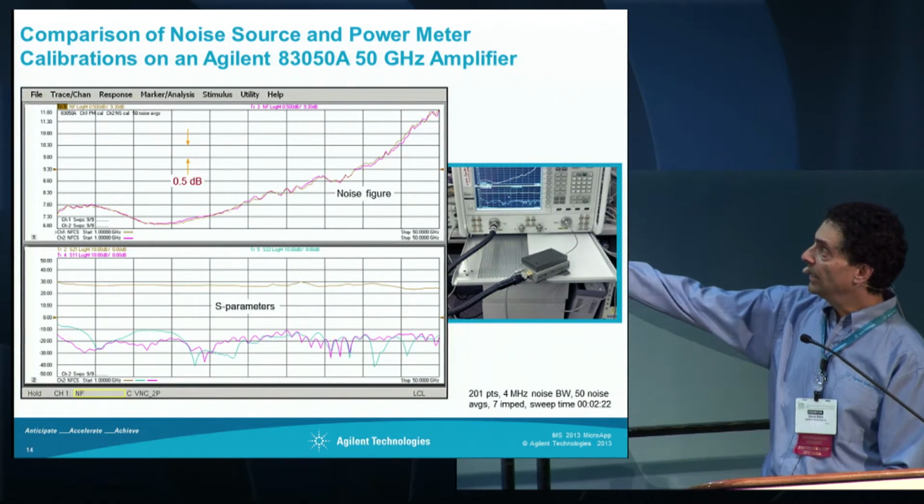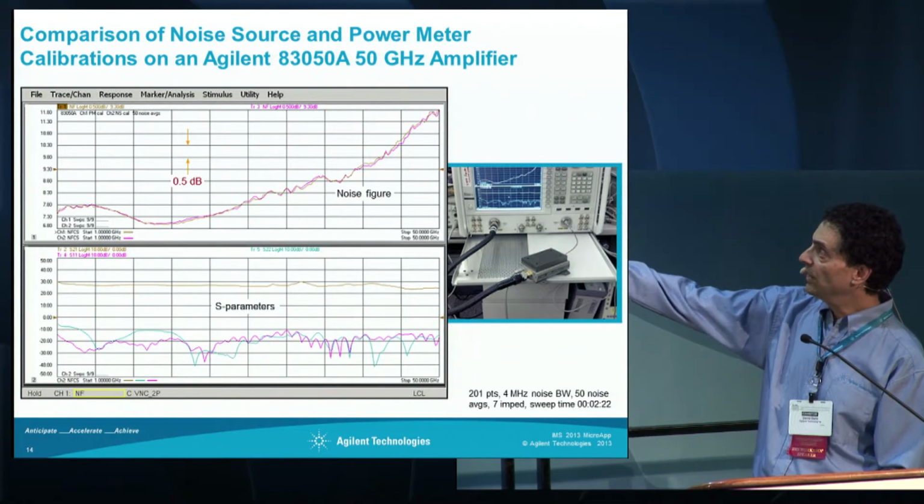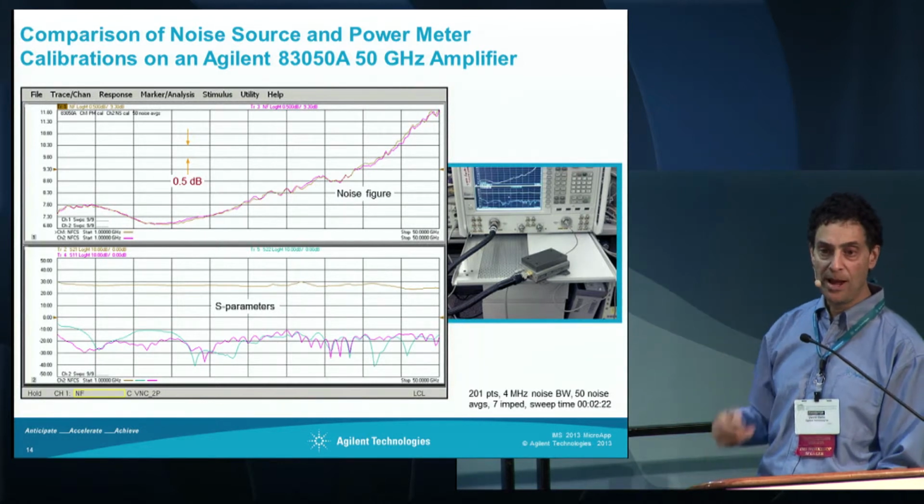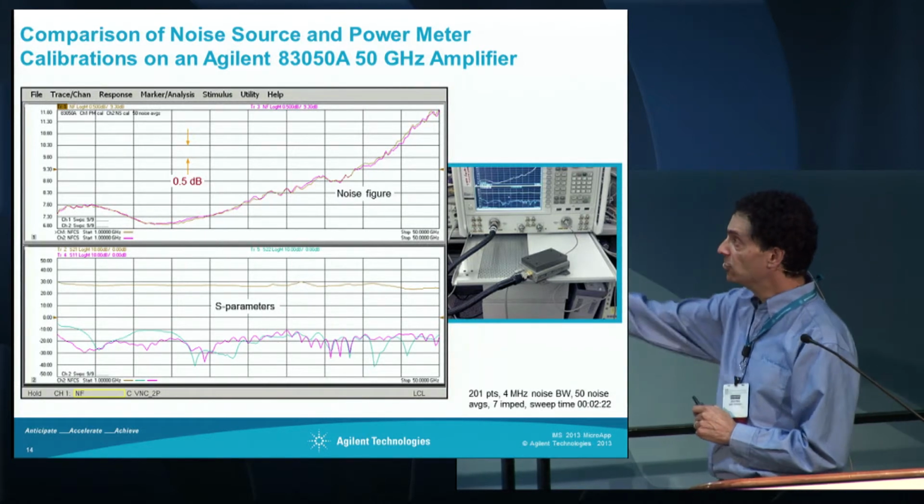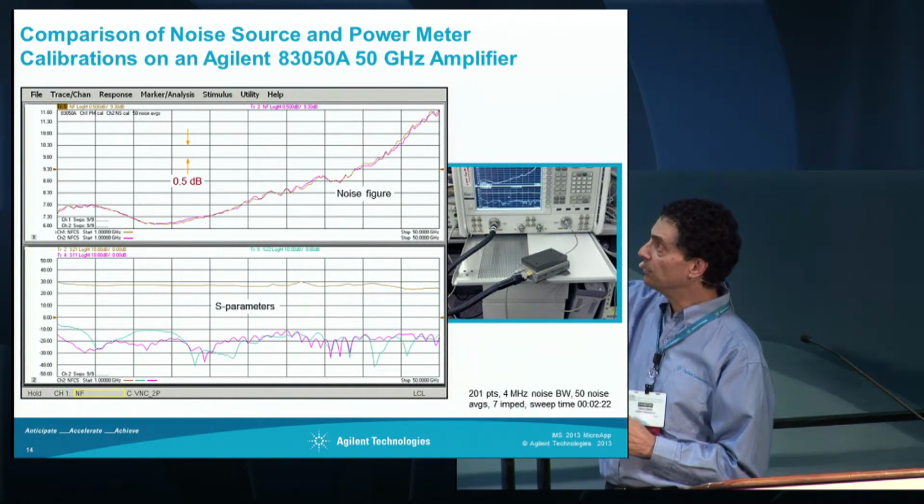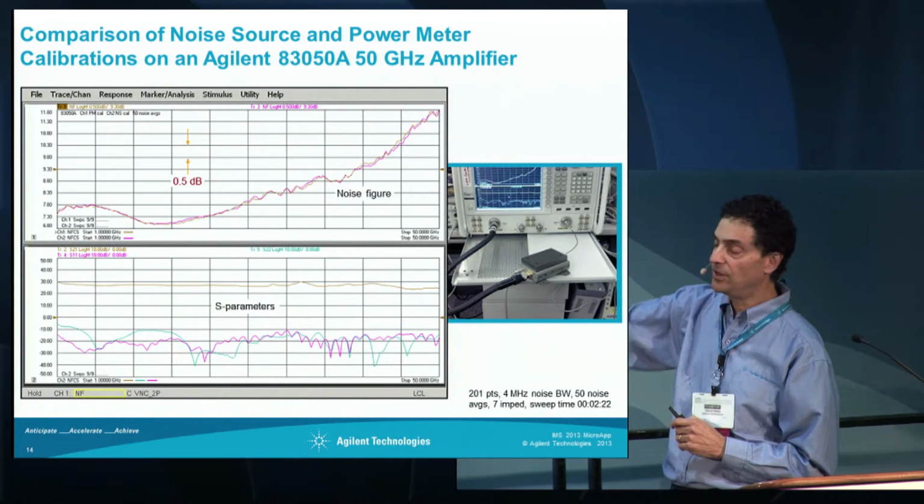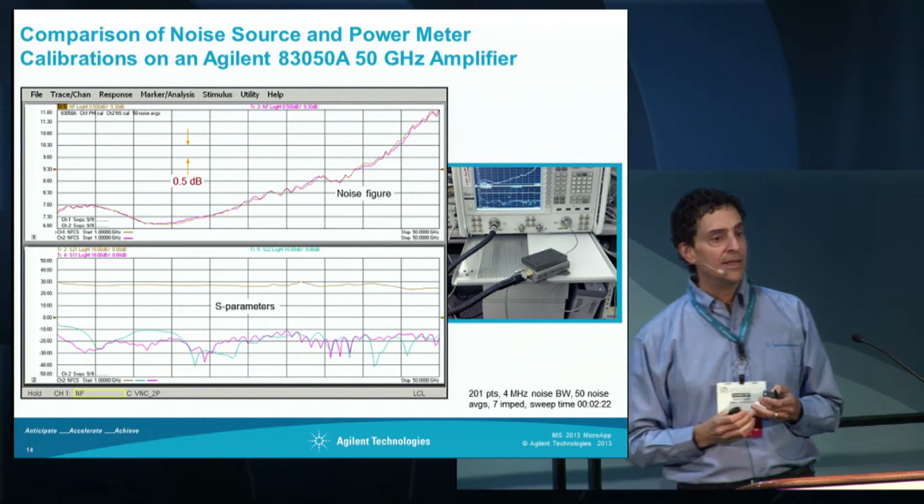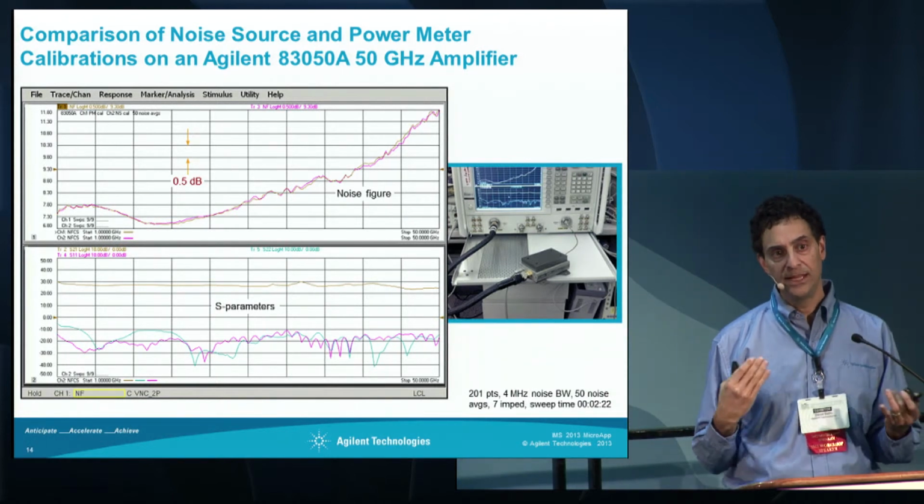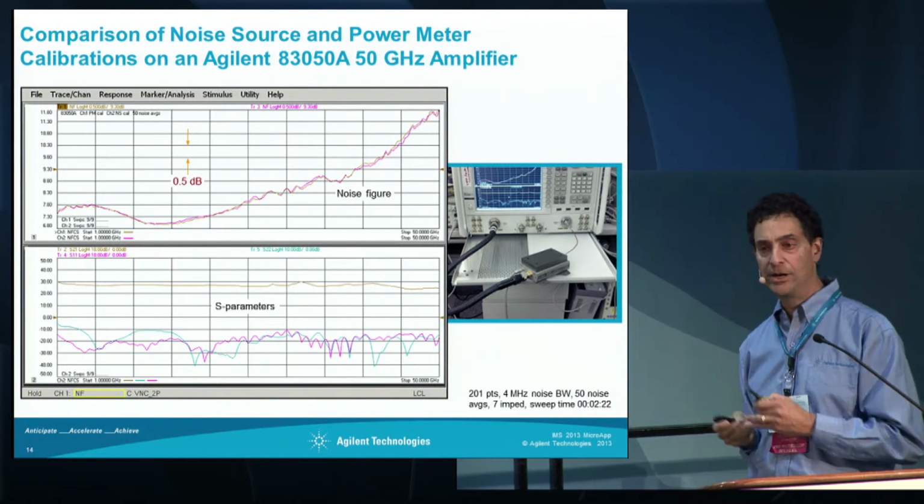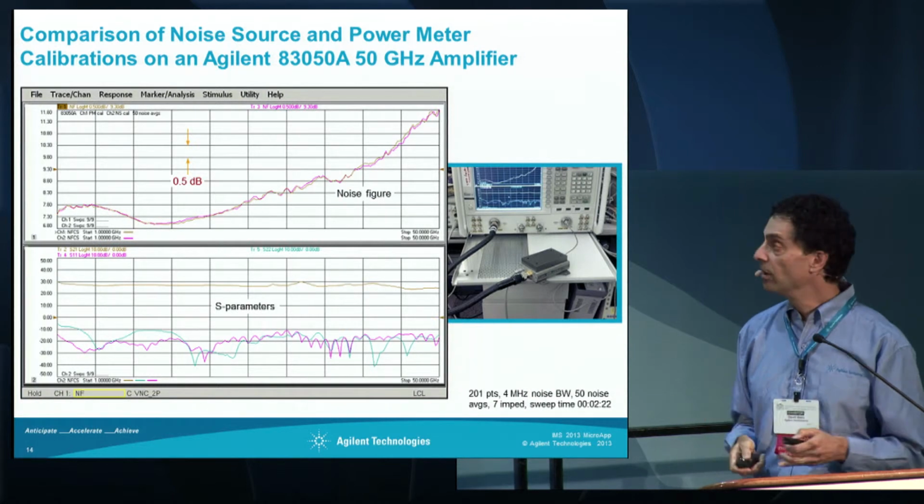We've done some correlation measurements here. This is noise figure. One of the traces here was using the power meter approach, and another trace was using the noise source approach. You can see at this scale of half a dB that the noise figure overlays very nicely. So it's just a validation that either of these methods for calibrating the noise receiver work very well.